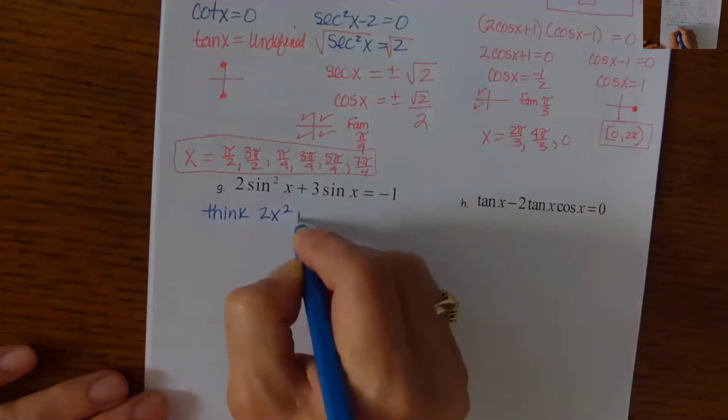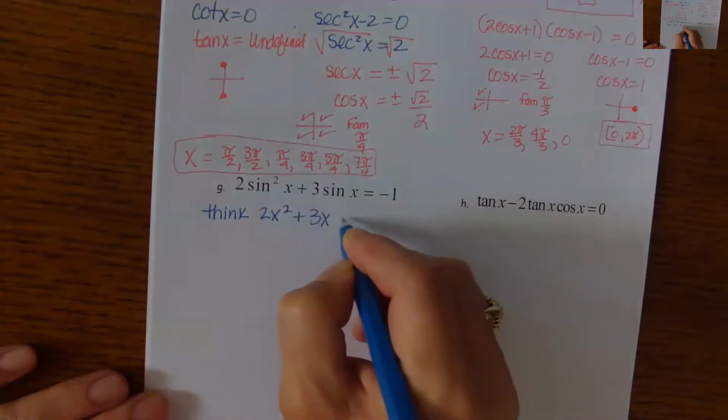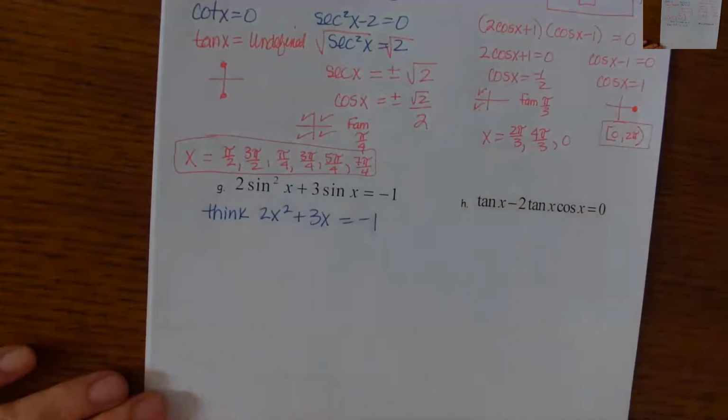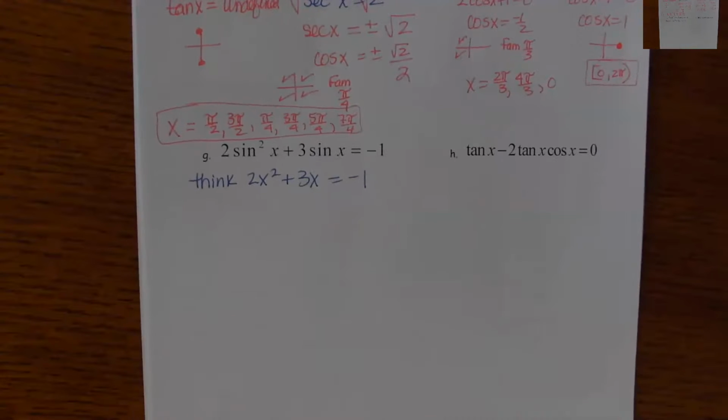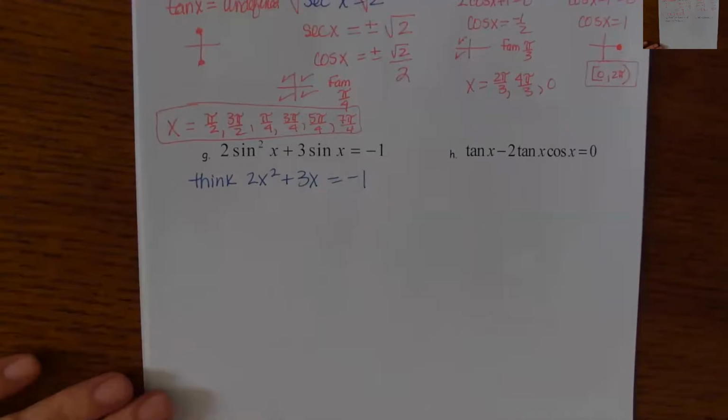2x squared plus 3x equals negative 1. Now, y'all take a second and factor that and get it ready, right? I'm going to pause recording for a second and give you time to work on this, and then you can turn this back on. Okay, y'all, hopefully you had a little time to work this out.